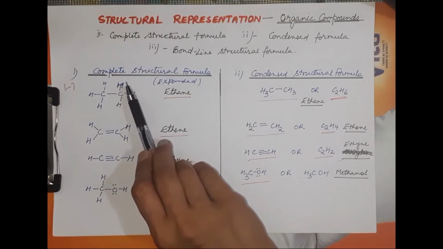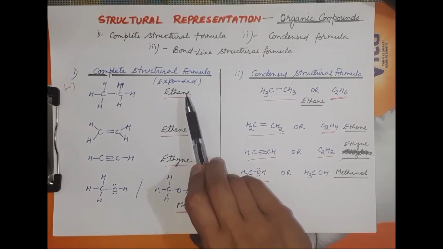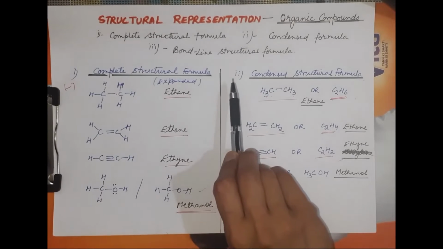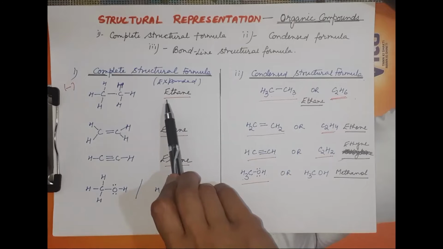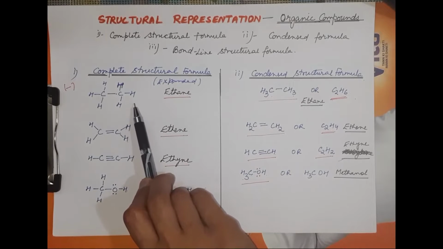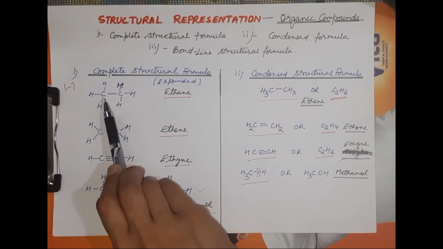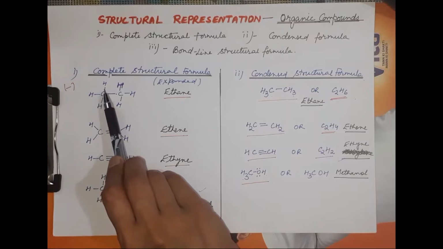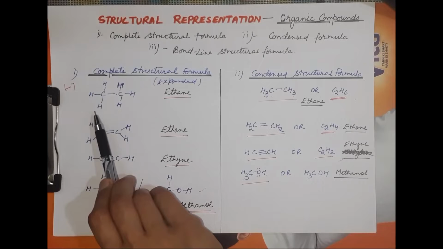So first let me start with the complete structural formula. We can say it is the expanded way in which we write any structure of an organic compound. Here I have written the structure of ethane. Expanded form means when we write like this: there is a single bond between these two carbon atoms and each carbon atom is attached to three hydrogen atoms by a single bond.